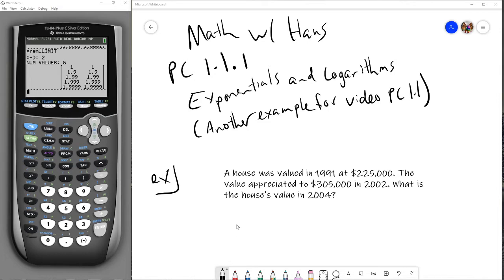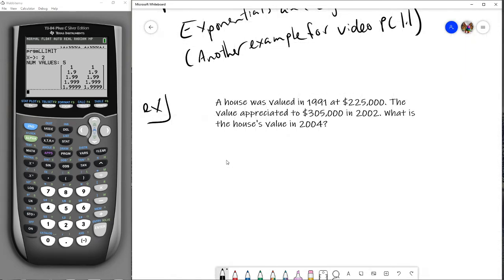So, example here. A house was valued in 1991 at $225,000. The value appreciated to $305,000 in 2002. What is the house's value in 2004? Alright, so let's go ahead and start marking up this problem here.